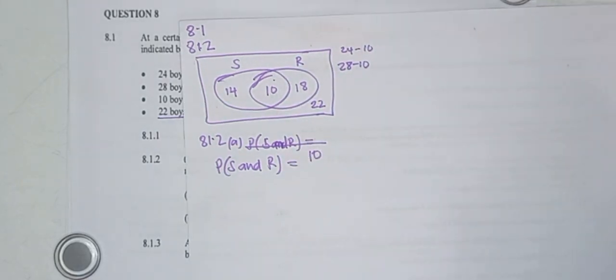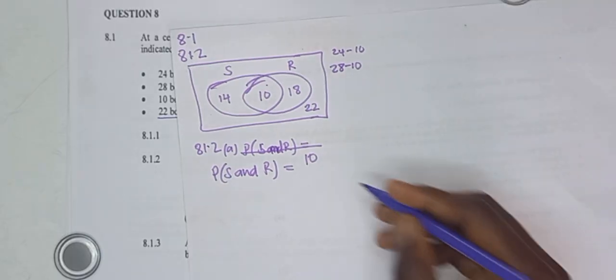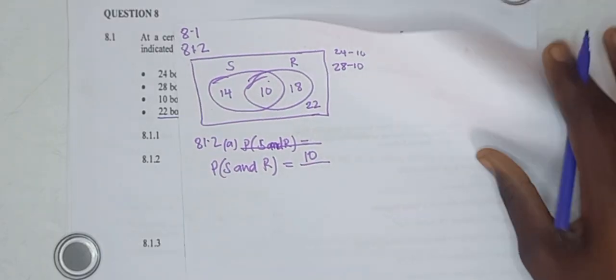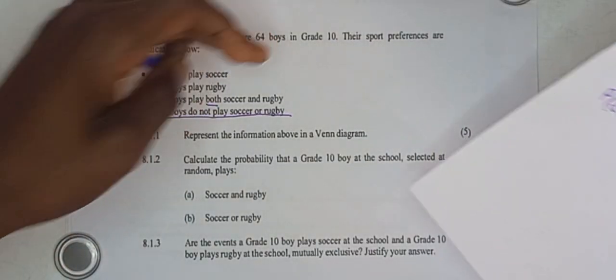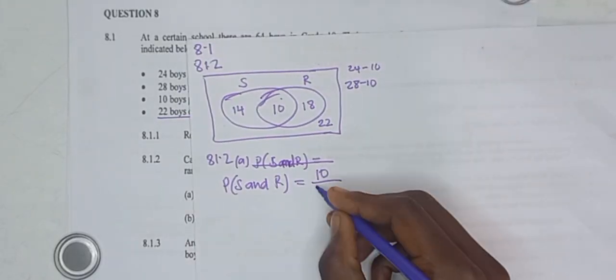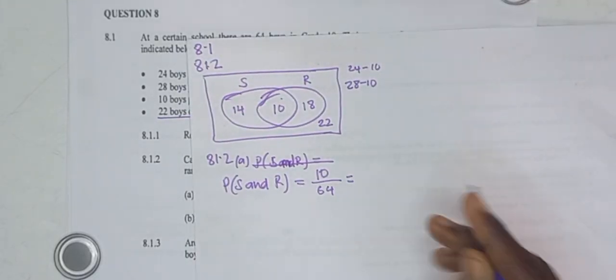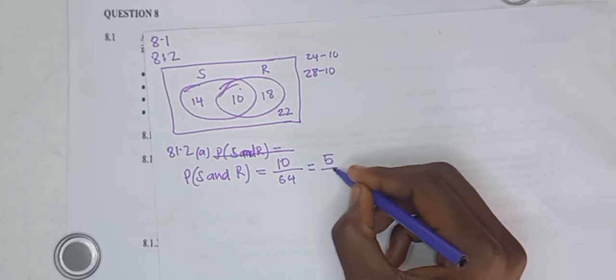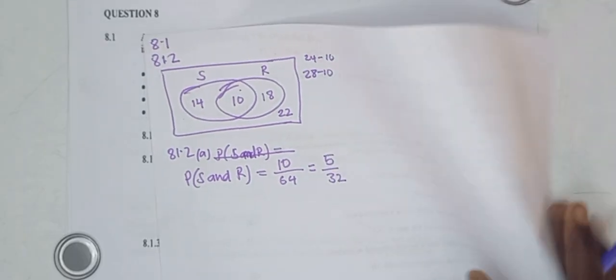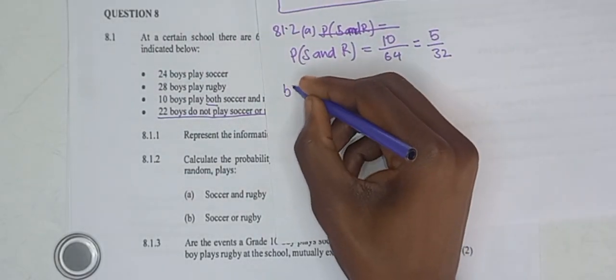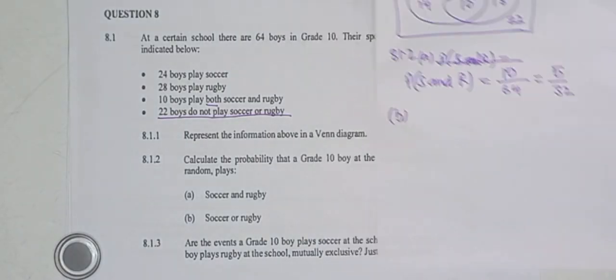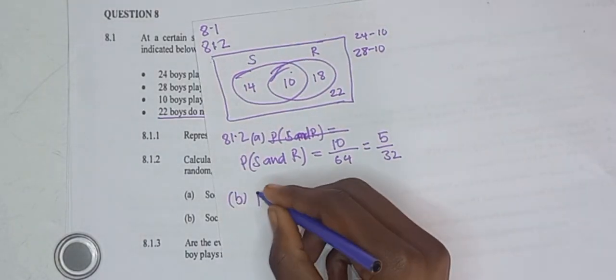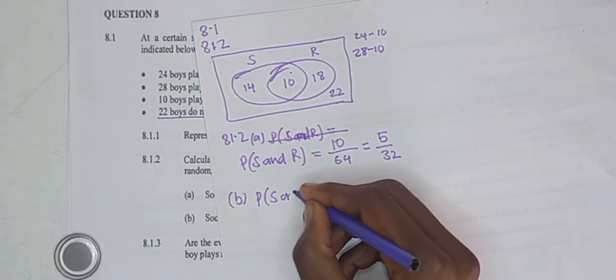And remember, this is a probability, so it has to be in fraction form. We have to divide by the total number of boys that are there. How many in total? 64. So 10 over 64, if you put this on a calculator, you're going to get 5 out of 32. Going to letter B, they want the probability of soccer or rugby.